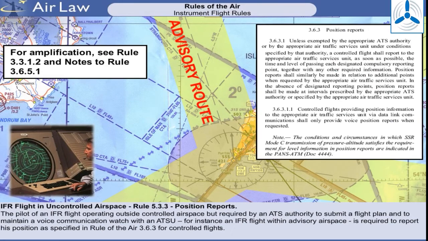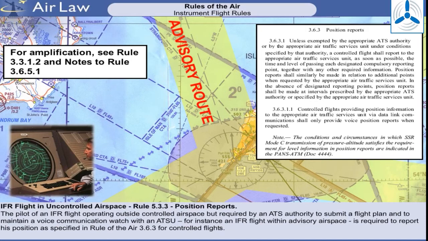The pilot of an IFR flight operating outside controlled airspace, but who is required by the appropriate Air Traffic Services Authority to submit a flight plan and to maintain an air-ground voice communication watch with an Air Traffic Services unit, for instance, an IFR flight within advisory airspace, is required to report his position as specified in Rule of the Air 3.6.3, applicable to controlled flights.